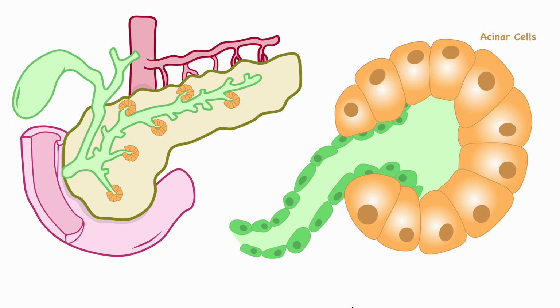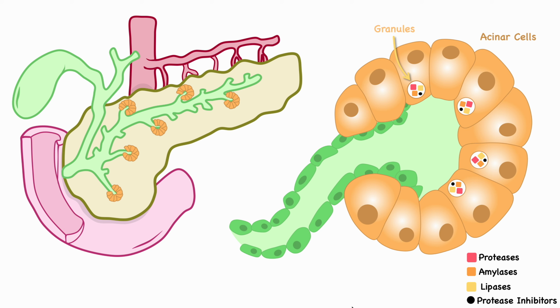in acinar cells. They are actually stored as zymogens inside these granules, and these include proteases, lipases, and amylases. Now, within these granules, we also have what is called a protease inhibitor. These are actually used so that we do not have a premature activation of these proteases.